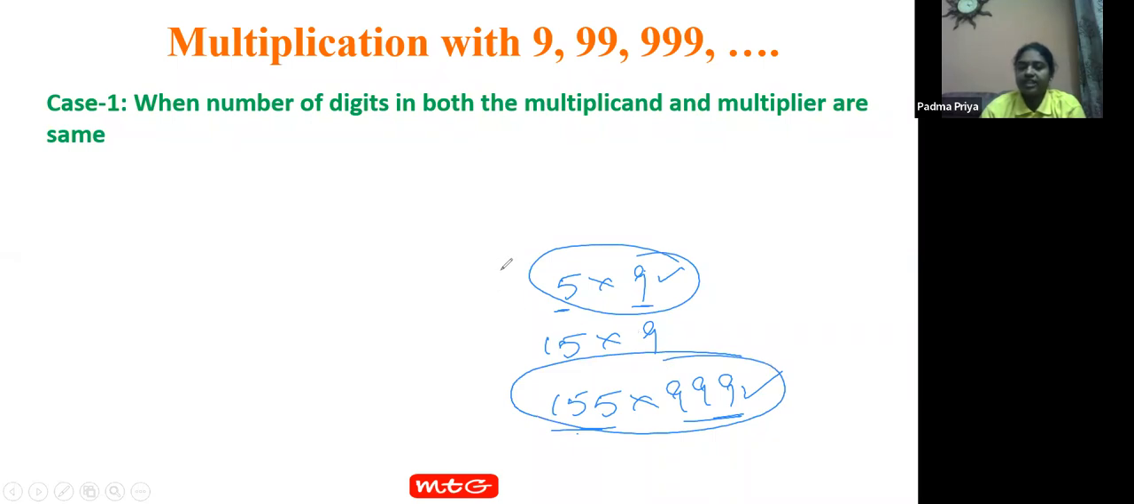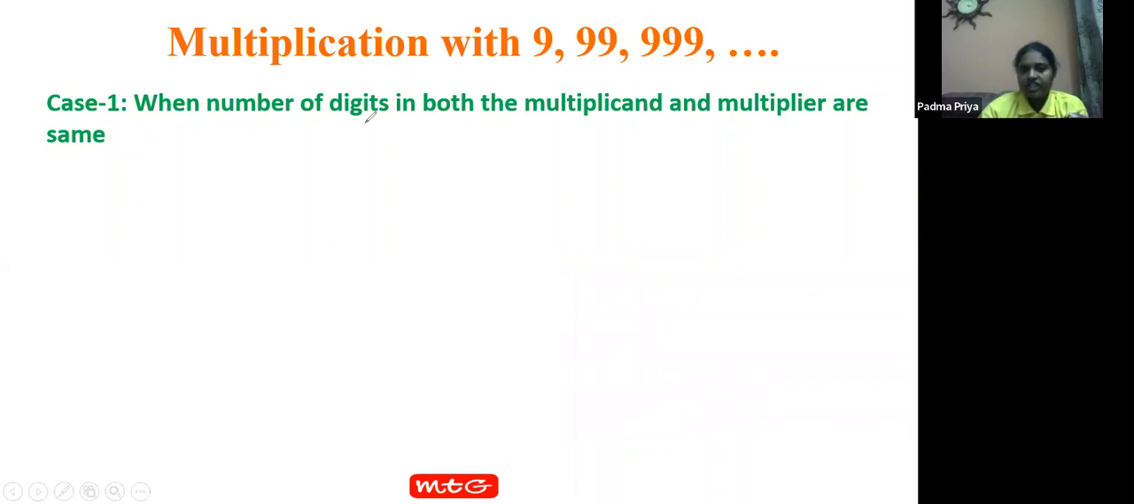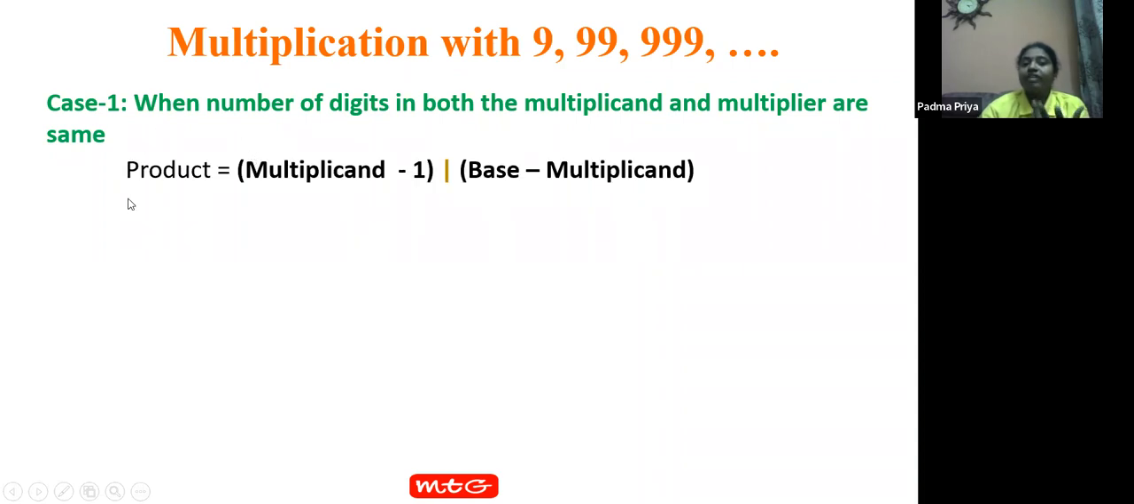Let us see. This is the first case that we are going to learn. The second case will be the other, and the third case will be the other. I'll show you one after that. So, when the number of digits in both the multiplicand and multiplier are the same, how can we apply the rule? How will we get the product? Whatever multiplicand you have, you should reduce it by 1. That means minus 1, you should find its before number. What's the magic rule again? The magic rule is 1 less than 1 before.